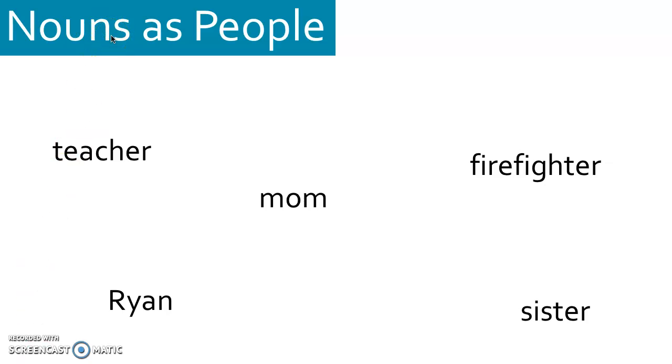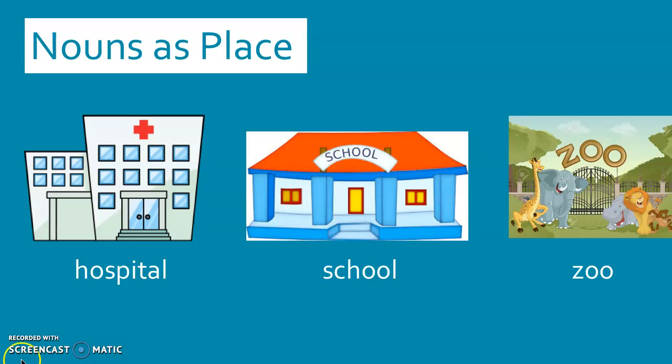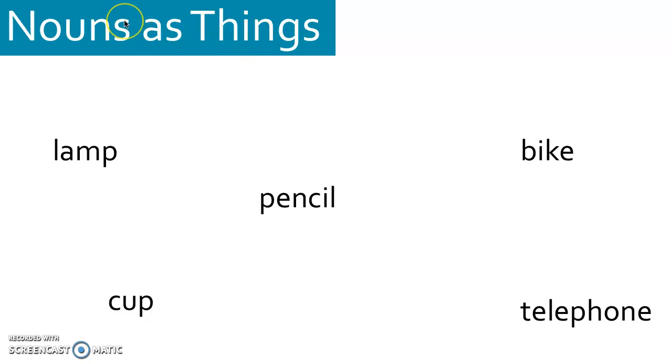Like I was just saying, nouns as people. I wrote down a few examples here: a teacher, a mom, firefighter, sister, and then I used an example of an actual person's name, Ryan. Now we're going to learn about nouns as places. A noun can be, like I said earlier, a hospital, a school, a zoo, really any place that you can go. And then nouns as things. This could be, like I said earlier, a lamp, a cup, a pencil, a bike, a telephone, anything that you can really just pick up.